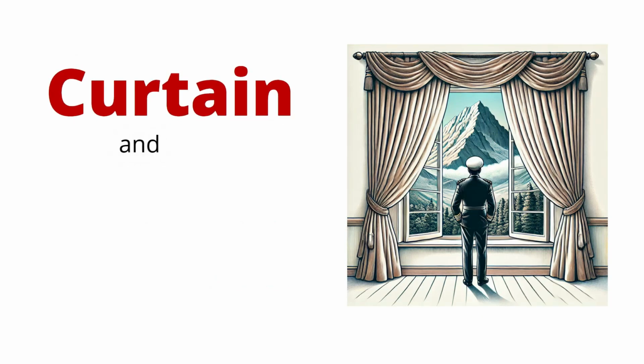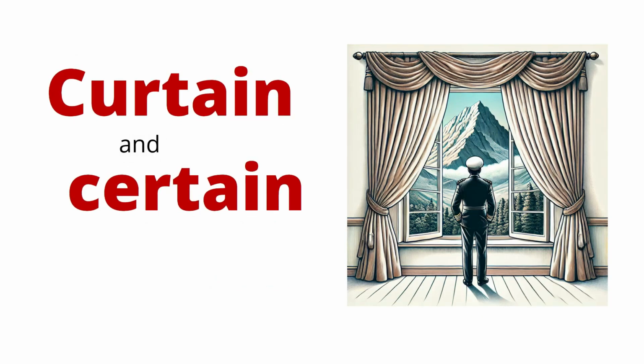Curtain and certain. The A sounds a bit like E in these two words. Curtain, certain. The reason is the stress is on the first syllable, so the second syllable tends to get contracted down a bit, and in this case it's a little bit like an E. Curtain, certain.